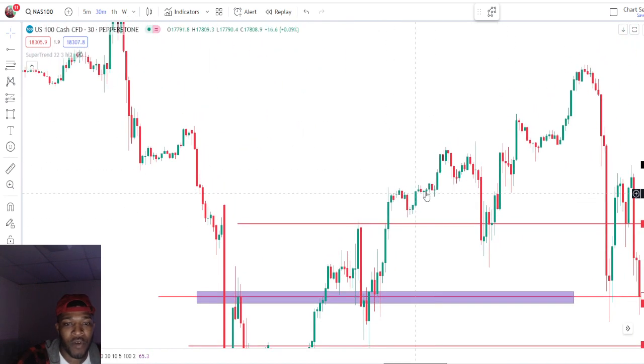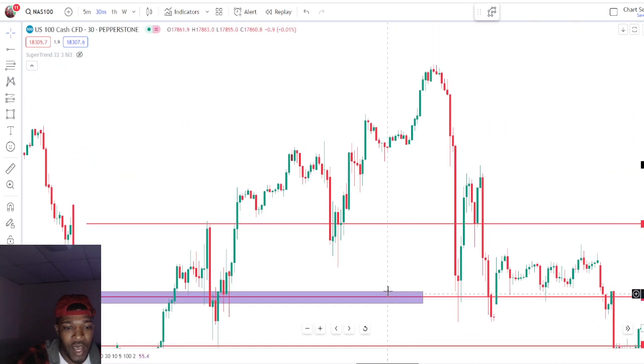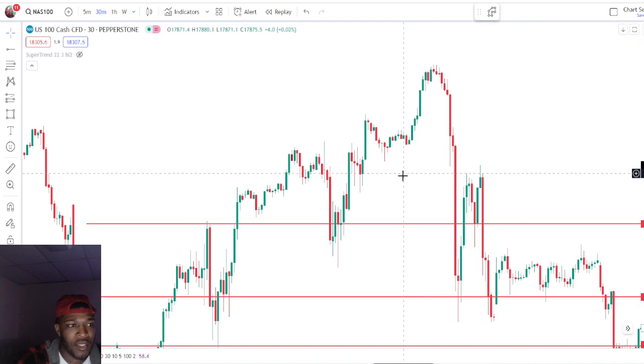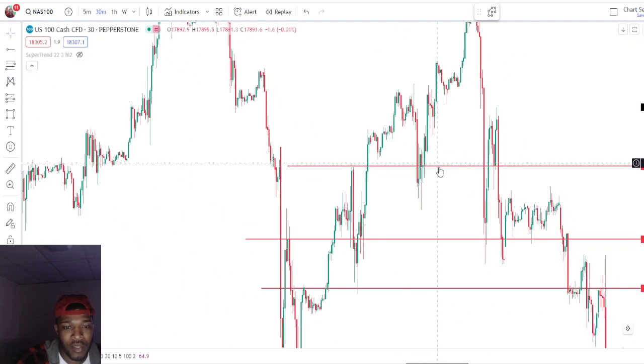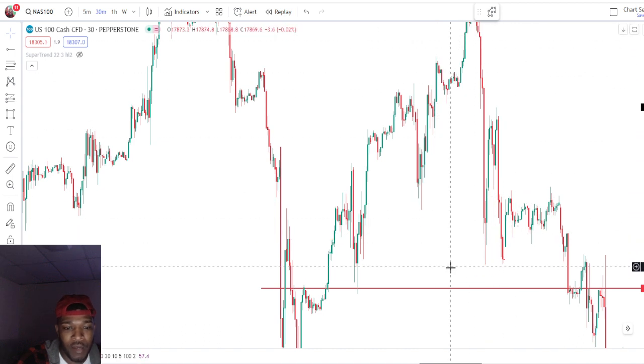You can leave a runner, whatever you want to do. And then look what happened here. We broke this one. It retested here. We took this to take out this high. Smashed. So it's constantly break and retesting, guys. This is constantly happening. So once you guys understand that, you could just keep trading break and retest.